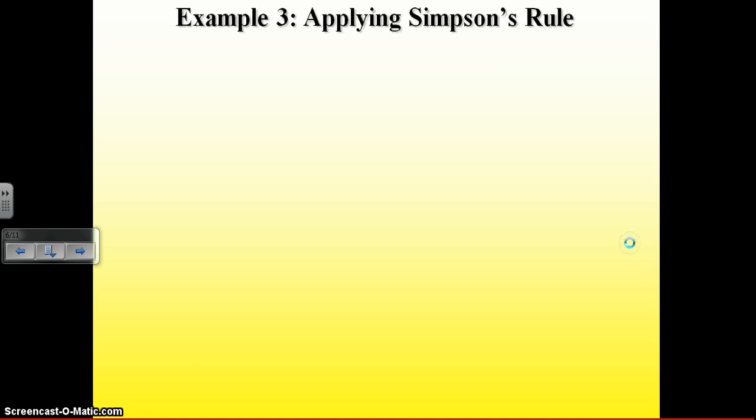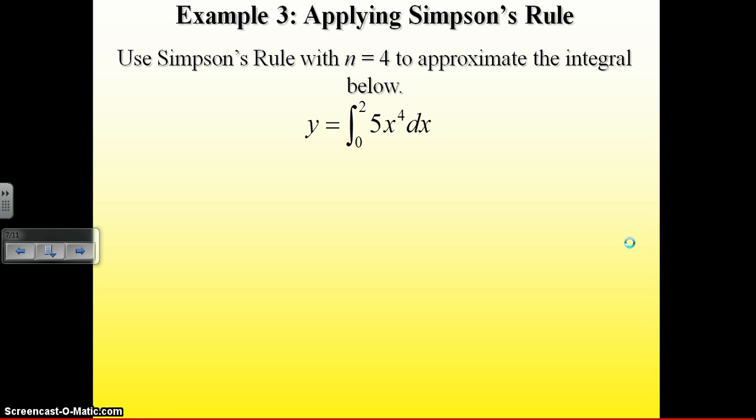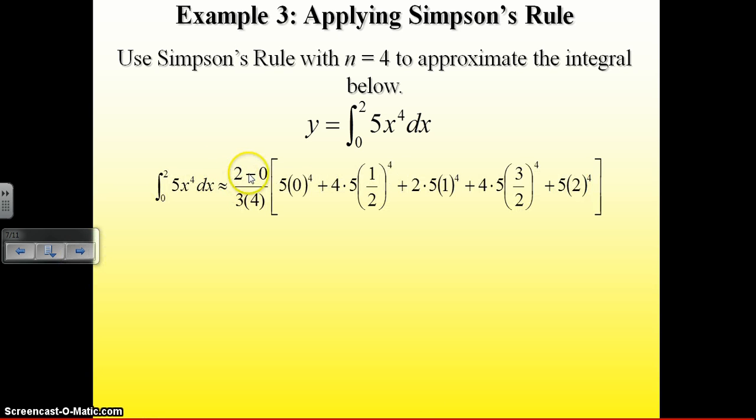Alright, let's work a problem. Applying Simpson's rule. Use Simpson's rule with n equals 4 to approximate the integral below. Alright, we have 0 to 2 of 5x to the 4th dx. So again, just like with the trapezoidal rule, it's a matter of plugging in numbers. Alright, so b minus a over 3n, right there. And notice I take my endpoints, 0 and 2, and I plug into the function. So there's 5 times 0 to the 4th, 5 times 2 to the 4th.